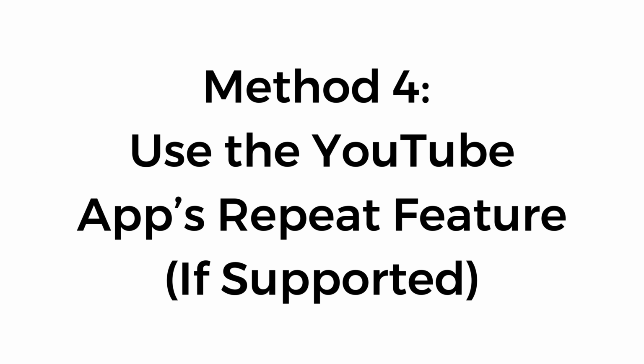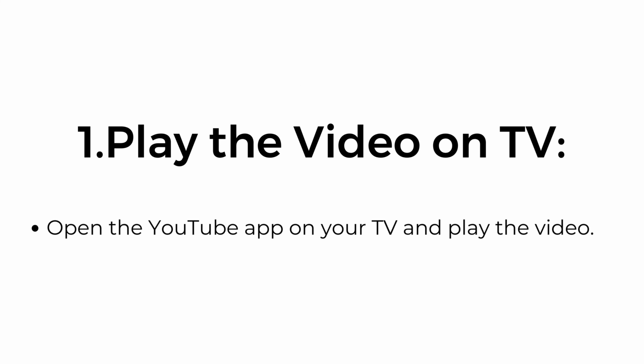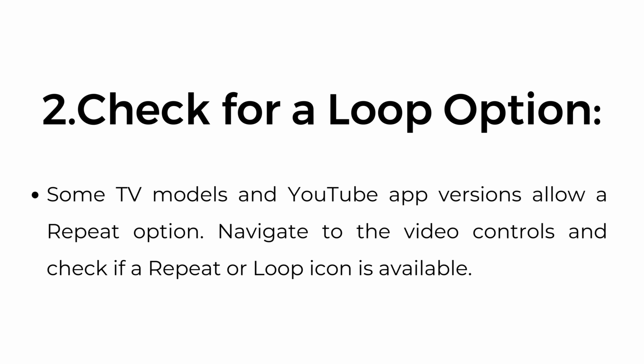Method 4. Use the YouTube app's repeat feature if supported. Play the video on TV. Open the YouTube app on your TV and play the video. Check for a loop option. Some TV models and YouTube app versions allow a repeat option. Navigate to the video controls and check if a repeat or loop icon is available.